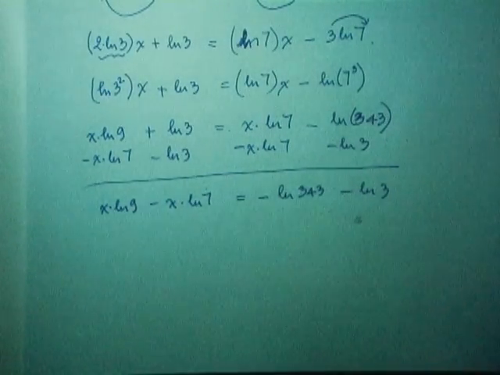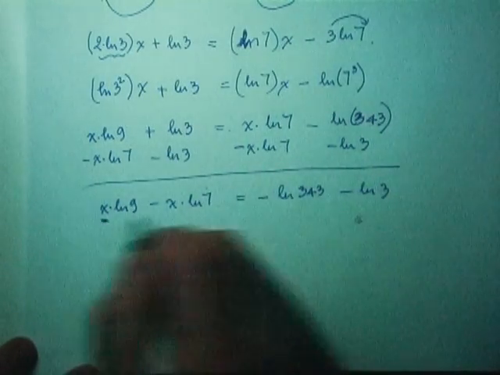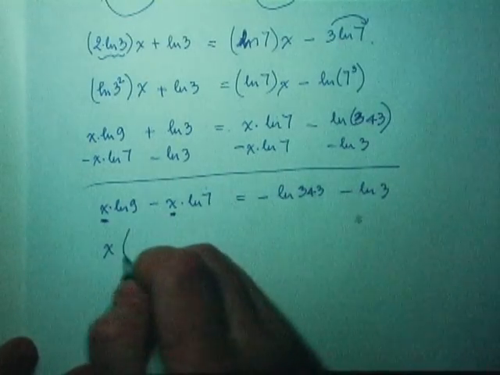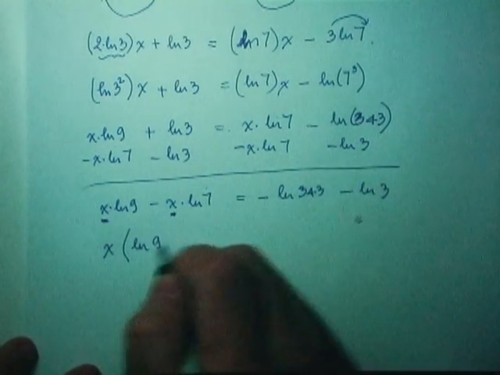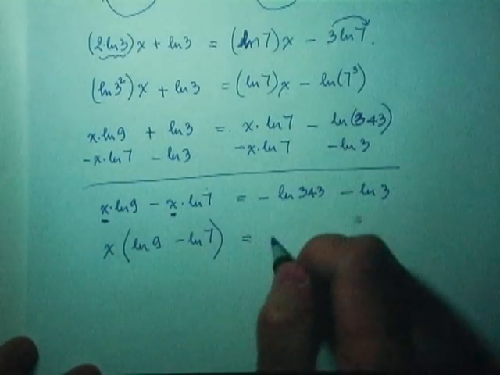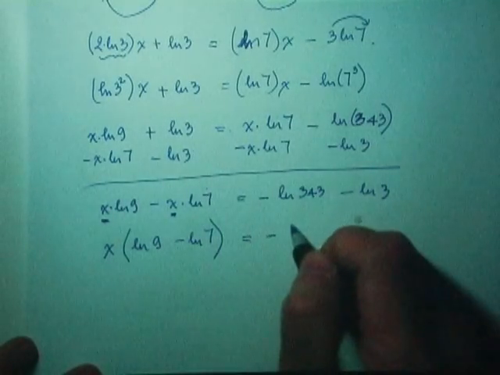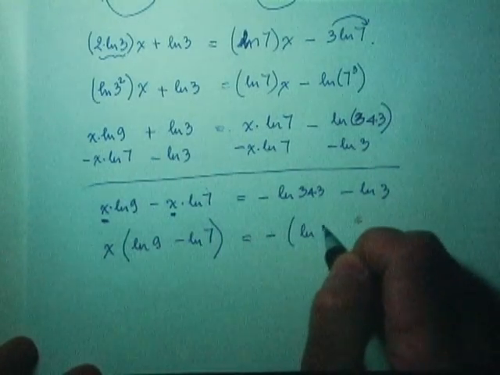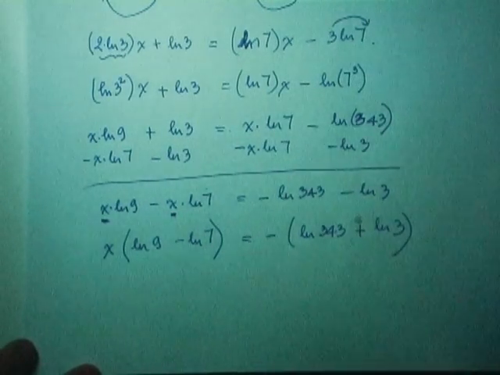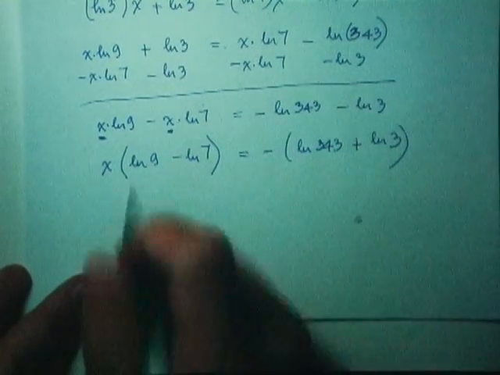Okay? And so here at this point, in my two terms on the left-hand side, I can see common factor x. So now I can just factor out x, and then times natural log of 9 minus natural log of 7, and all that here equals. And I can also factor out my minus sign right here, so I have a negative sign, and then natural log of 343 plus natural log of 3. Okay? And be patient with me here. The answer is becoming close. It's just around the corner.